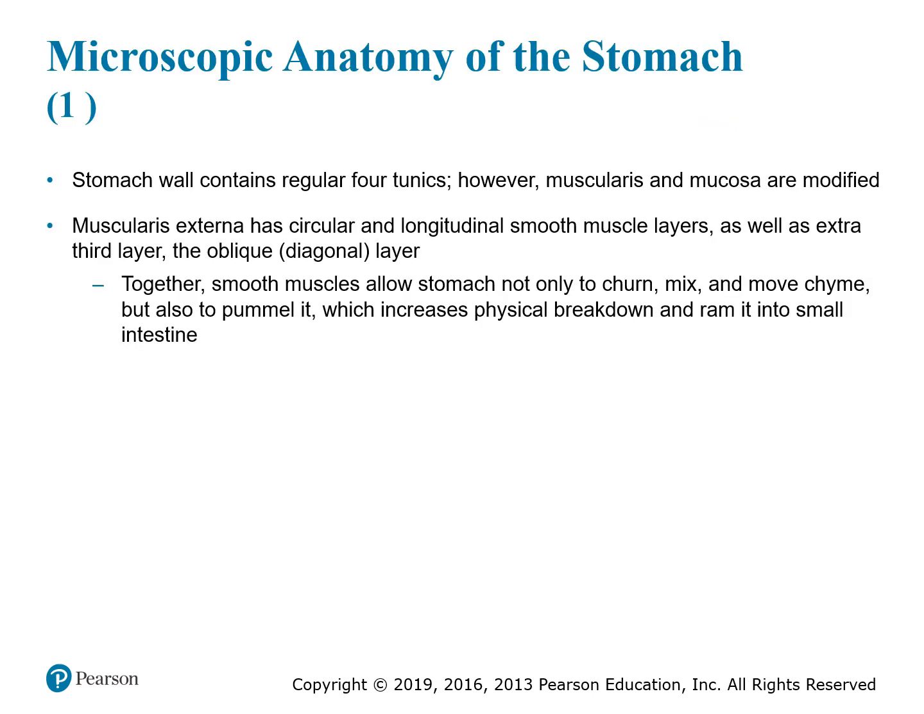Now let's see the microscopic anatomy of the stomach. Just like we said in our video on the anatomy of the GIT, that it has four layers, similarly the stomach has four layers. And what are the four layers? They are the mucosa, the submucosa, the muscularis externa, and the serosa. So the stomach also contains the four tunics, but its muscularis externa and mucosa layers are modified. Now let's see how the muscularis externa is modified.